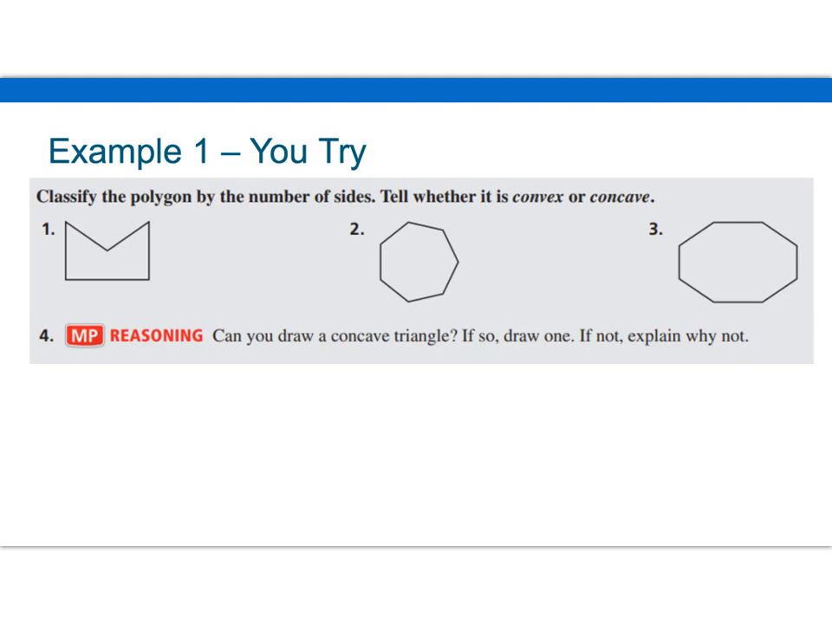Please pause the video and take a second to try to answer these on your own, and then come back and double check your answer. So for number 1 here, we have a 5-sided pentagon. And if I can draw a line on one of the sides that goes to the interior, that means I have a concave polygon. So this is concave.